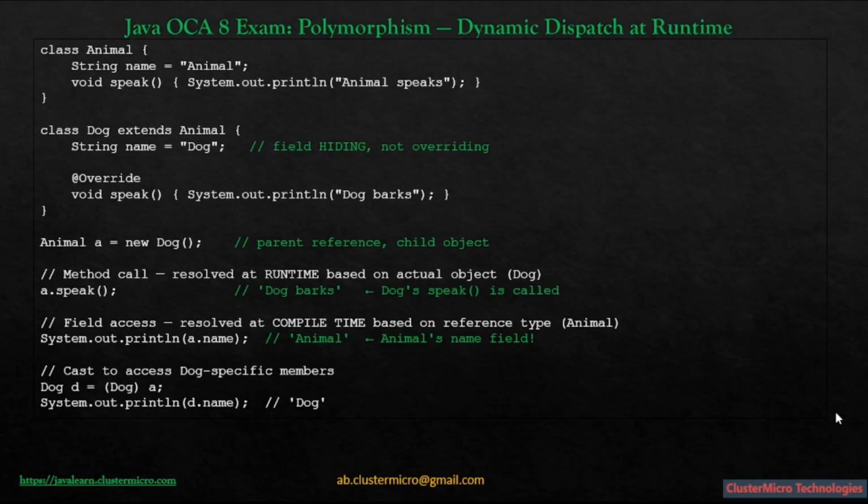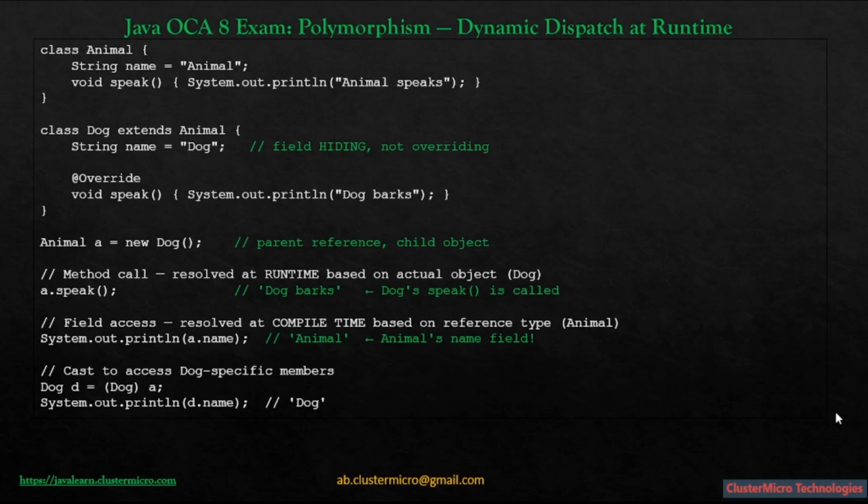The reference type determines what the compiler allows it to access, while the actual object type determines which method implementation runs at runtime. This behavior is known as dynamic dispatch or virtual method invocation. For example, when you call a.speak(), the compiler checks that the Animal class defines a speak method. Since it does, the call is allowed. At runtime, however, Java looks at the actual object type, which is Dog, and calls the Dog version of the method. As a result, the output would be something like "Dog barks".